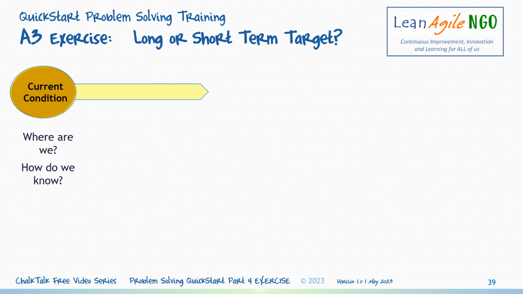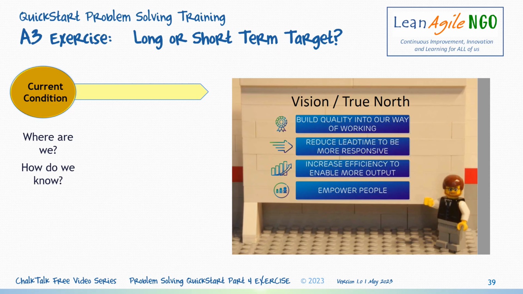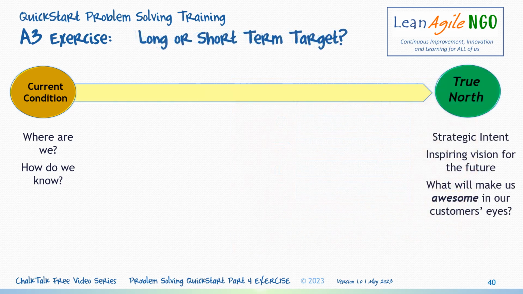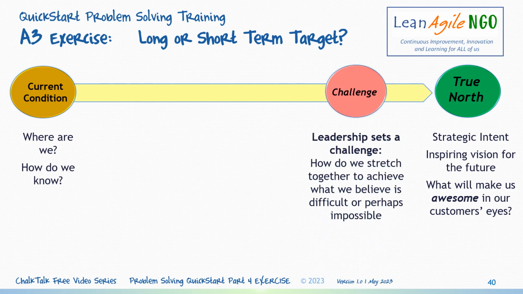So the next question about target state is the time horizon. Should your target be long or short term? The simple answer is both. The general direction we're heading is our strategic intent, guided by our true north. Once we've defined our true north, leadership may set a challenge, maybe a one-year goal. This is far enough out to be a stretch, but not so far out, like 3 or 5 years, to be more of a vision than a target.